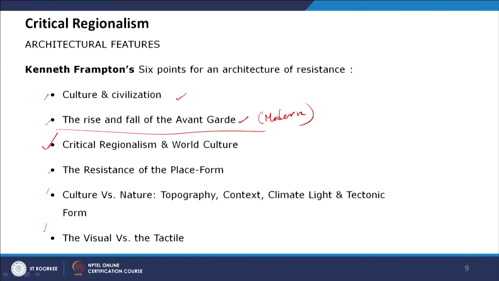There was a radical visual style, and we did not have any social contextual element in the design. Now in the next stage he is talking about critical regionalism and world culture, how critical regionalism started flourishing in world culture from the postmodern era. So modern era, and the resistance of the place form.